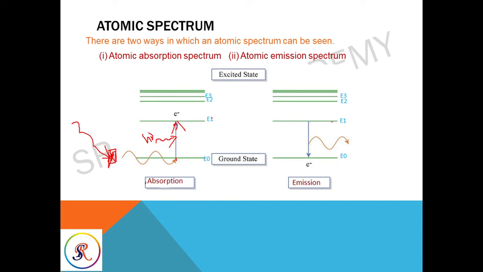Now it is clear what absorption means. The spectrum produced by the absorption of radiation is called an absorption spectrum.